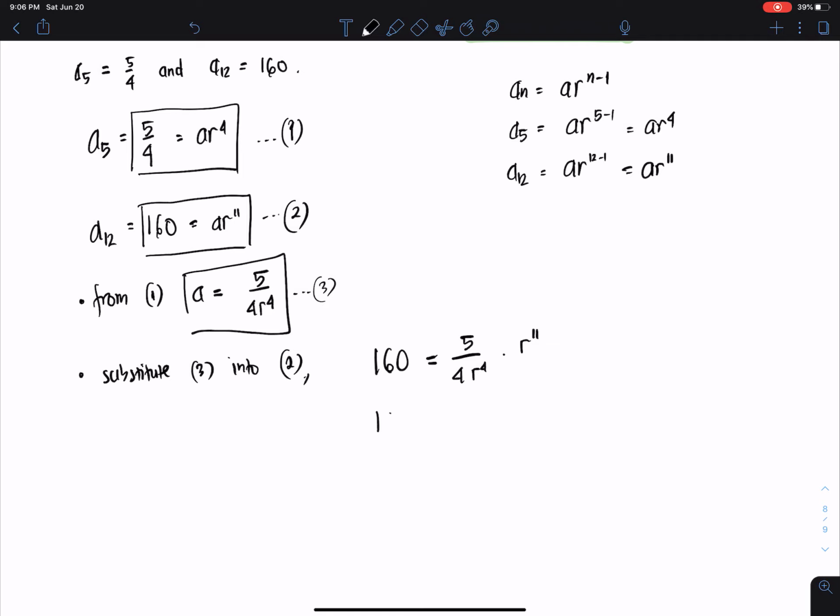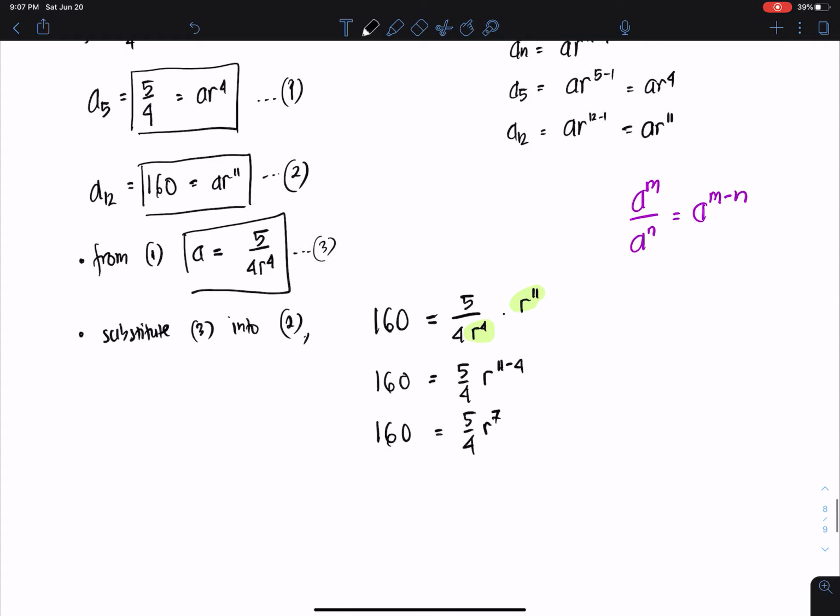Now we have exponentials here. Remember, a to the power of m over a to the power of n, with the same base a, will be a to the power of m minus n. Over here we have r^11 and at the bottom we have r^4. So we are going to have 5 over 4 r^(11-4). So 160 will be 5 over 4 r^7.